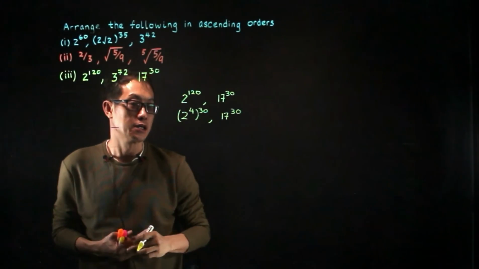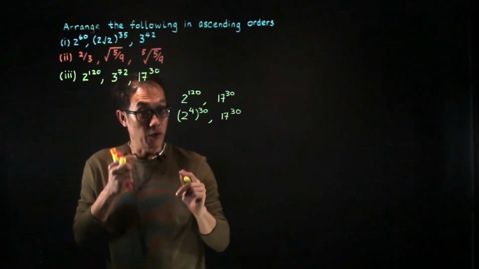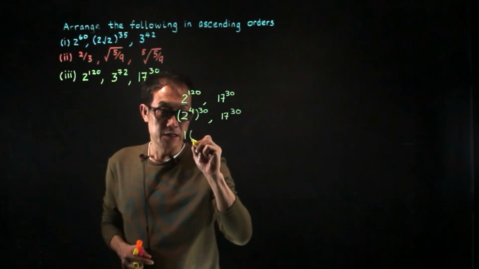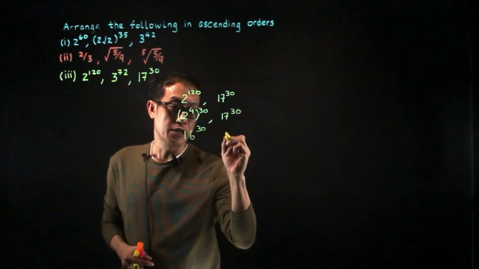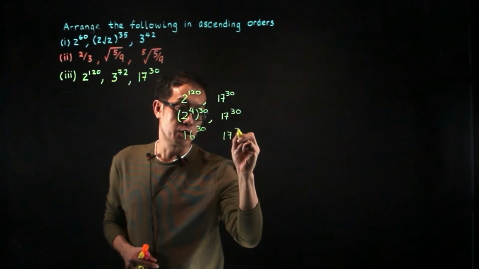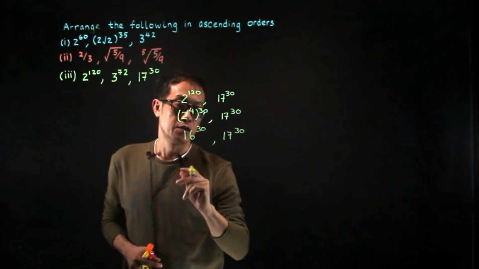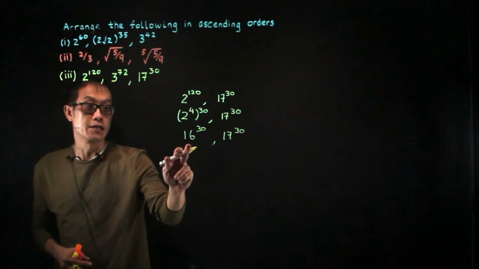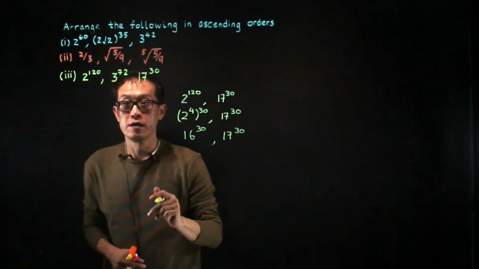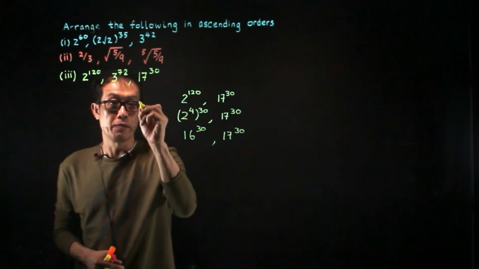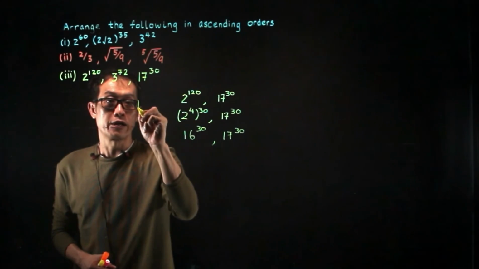So what is 2 to the power of 4? 2 to the power of 4 is 16. 16 to the power of 30. And this is 17 to the power of 30. So you realize that this is bigger than this. So maybe I just write in this order.